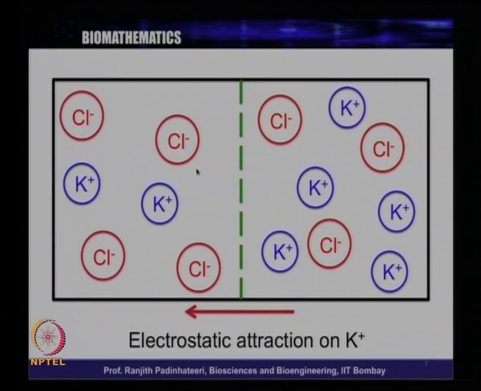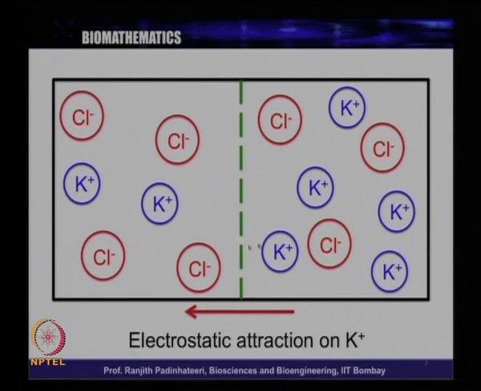As you can see from the picture, do look at this picture carefully. Now, this K plus, for example, has 4 Cl minus here and 3 Cl minus here. So, this K plus will feel more attraction towards this side on average. This K plus would want to go this way, because there is an electrostatic attraction. So, what will happen? The K plus will now start flowing in this way.